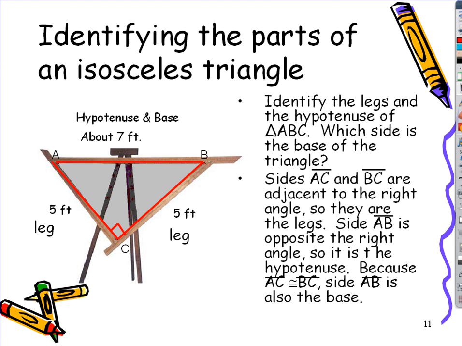How about this? Identify the legs and the hypotenuse of triangle ABC. We've already determined it's a right triangle. And so, of course, we know then that the hypotenuse has to be the side opposite the right angle. Turns out it's also the base in this case, isn't it? Because it's an isosceles triangle, it's the base of the isosceles triangle. It's the oddball side, the one that's 7 while the other two are 5, right? But then it turns out it's also the hypotenuse. The legs of the isosceles triangle in this case are also the legs of the right triangle. Okay. All right.